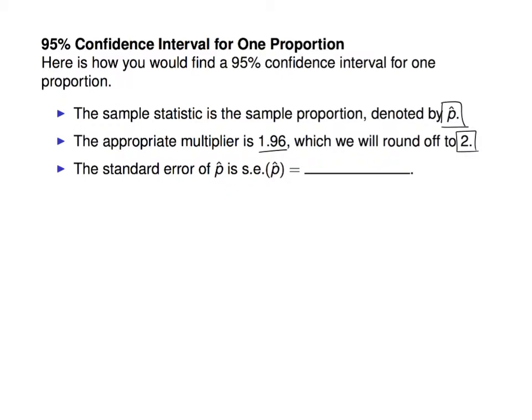And then what was the formula for the standard error of p hat? Do you remember? Does that ring a bell from chapter 9? Once you've got all those pieces, you can find your confidence interval, which they made you do in chapter 9, right? The only difference is you were given what the true value of p was as opposed to an estimate of p.